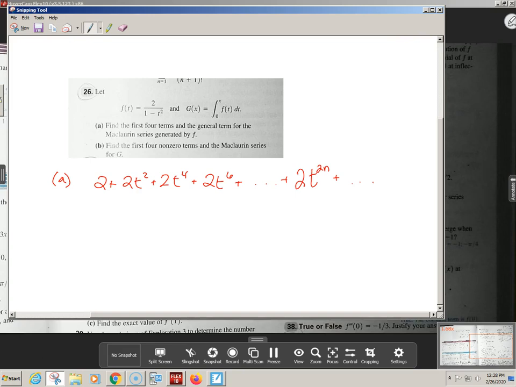Letter B says, find the first 4 non-zero terms in the Maclaurin series for G. Ooh, for G? What's the name of this guy again, when they go from some sort of a function to an x of a function? Accumulator. It's an accumulator function. G is accumulating for higher and higher values of x the area under f, or the changes occurring as a result of f's rate. But anyway, the accumulator function. So how do I get to G by doing what to f? Integration. So then what's B going to do?